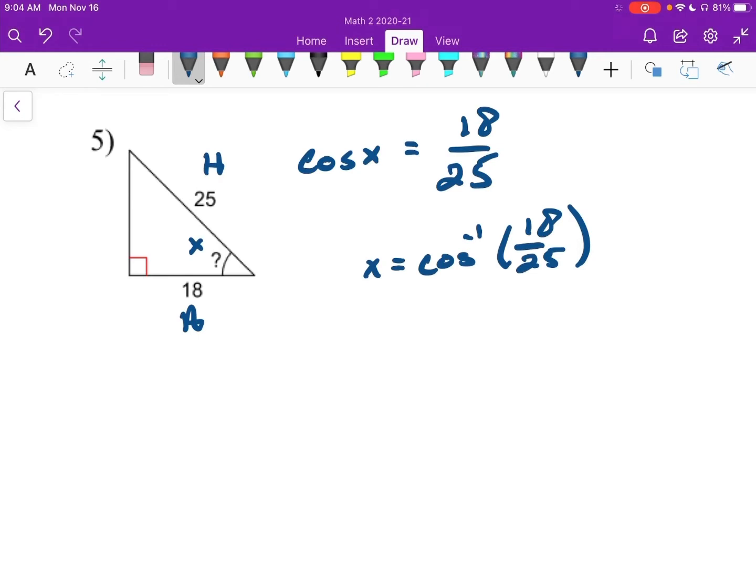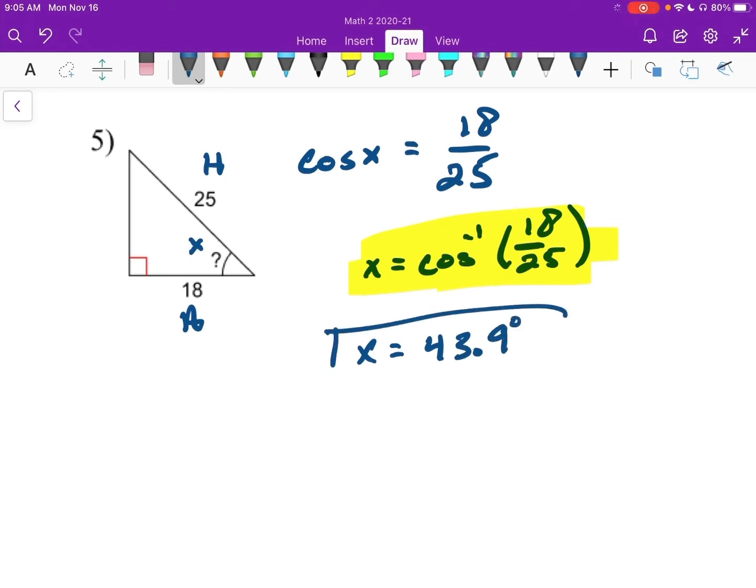But whenever you do show your work for me, for tests and quizzes and whatnot, make sure you do write down something along the lines of this. Don't just write down the answer. That way I know what work you did, right? So I'm going to say, well, second cosine 18 divided by 25, and I get x is 43.9 degrees.